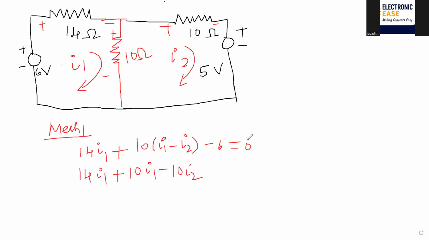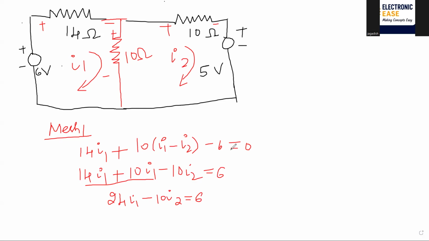In one step only I will be writing it. 14 I1 plus 10 I1 is 24 I1, minus 10 I2 is equal to 6. So 24 I1 minus 10 I2 equals 6. This we got for mesh 1.